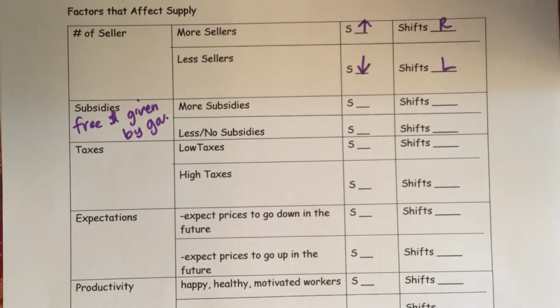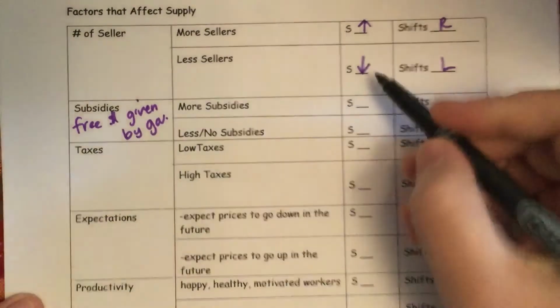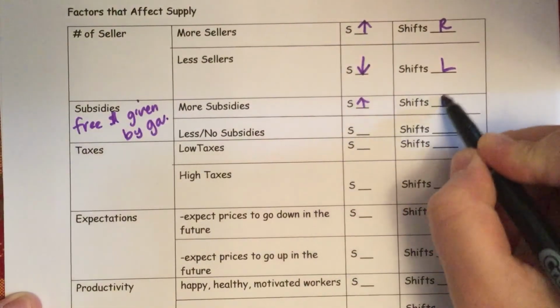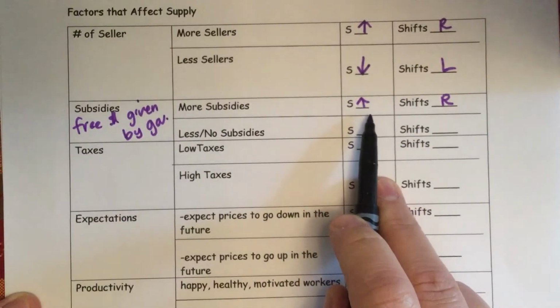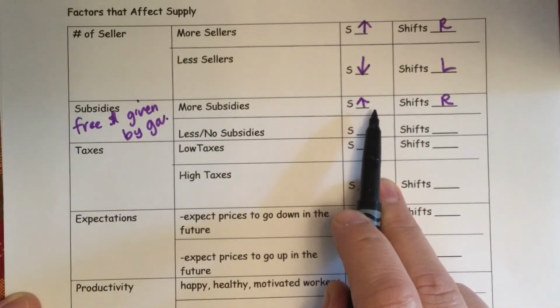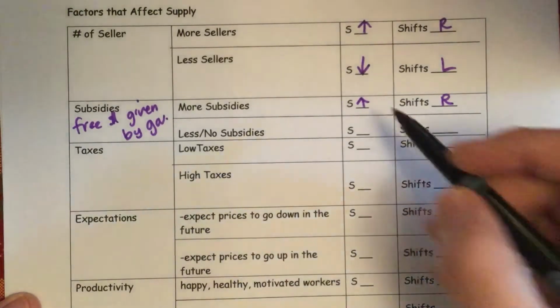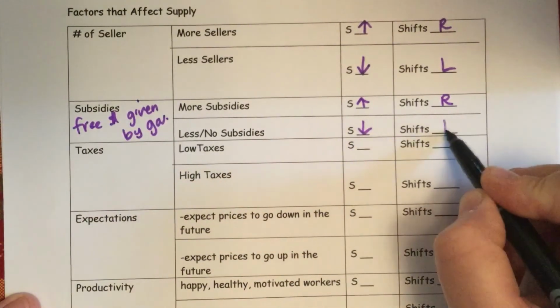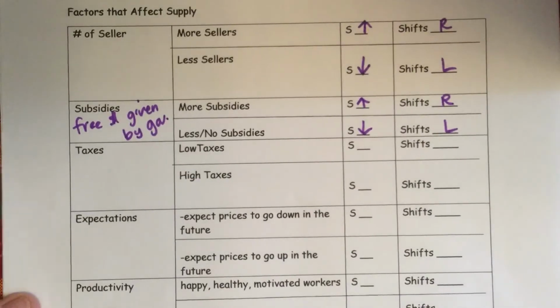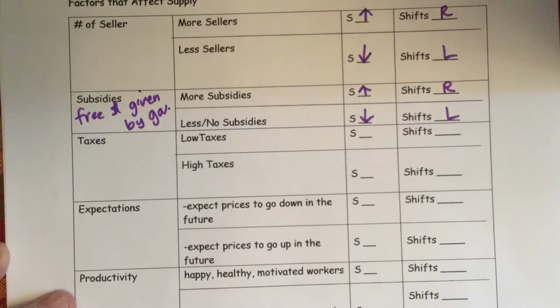If you are receiving more subsidies, the supply would go up and shift to the right, because you'll be able to produce more by buying more with that extra revenue. If you have fewer subsidies, or if your subsidies get taken away, then supply will go down and it'll shift to the left. Taxes are a little bit opposite to subsidies.